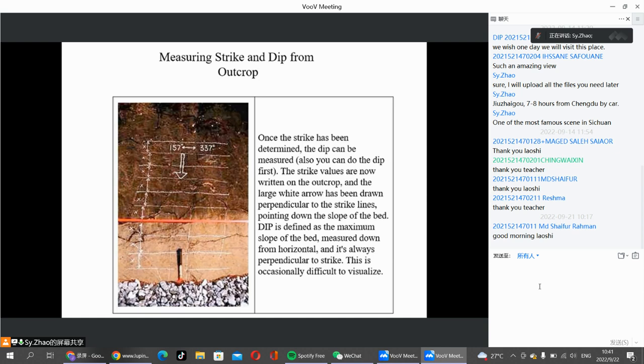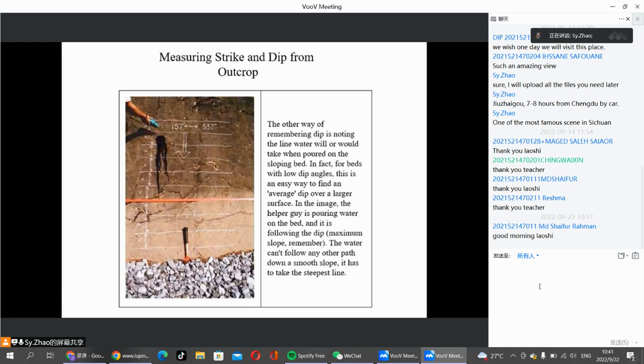And this is occasionally difficult to visualize. So if you ski, do you like ski? If you ski, dip is easy to remember. When you crash on a steep pitch, the dip is the direction you slide down the hill at the fastest rate, and skiers call it the fall line. And the other way of remembering dip is noting the path water will take when poured on the dipping bed.